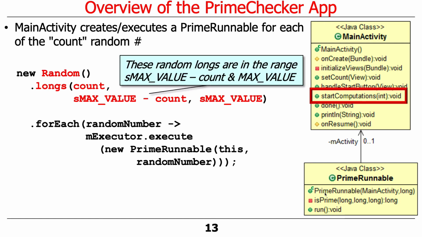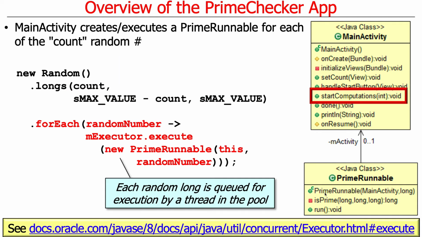And so we're going to have count randomly generated longs between the range of Long.MAX_VALUE minus count and Long.MAX_VALUE. Long.MAX_VALUE is the maximum size of a long, which is pretty huge. We're just trying to generate random numbers within a range, and the reason we do it like this is so we'll most likely end up with some duplicates. Then this longs method generates a stream of count random numbers between this range. And then for each of those random numbers, we're going to go ahead and execute the following code.